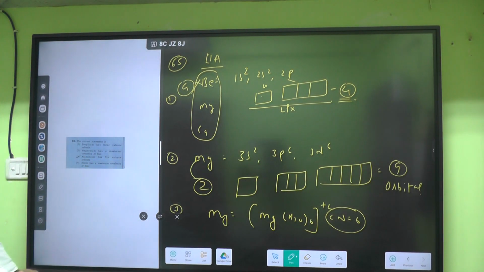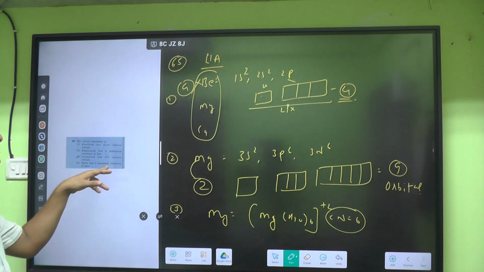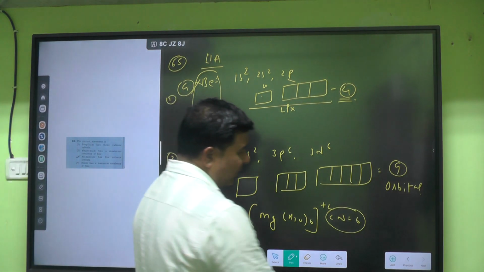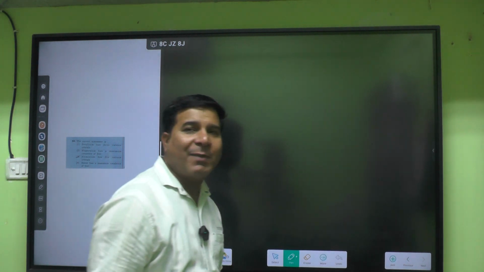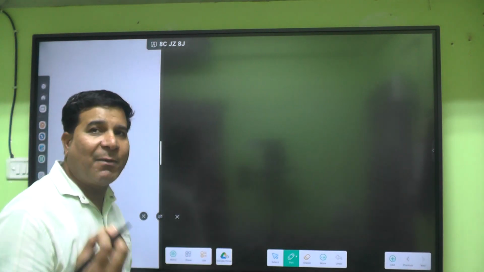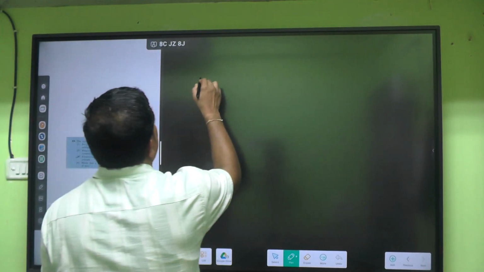Aluminum has 5 valence orbitals, wrong. Boron's maximum covalency is 4. So this statement is correct, because boron shows maximum covalency 4. What is covalency? The maximum number of bonds formed by any atom. So now here, boron tetrafluoride.